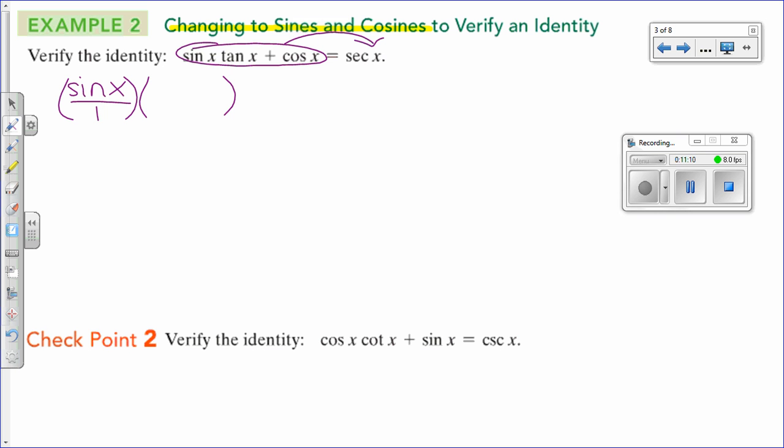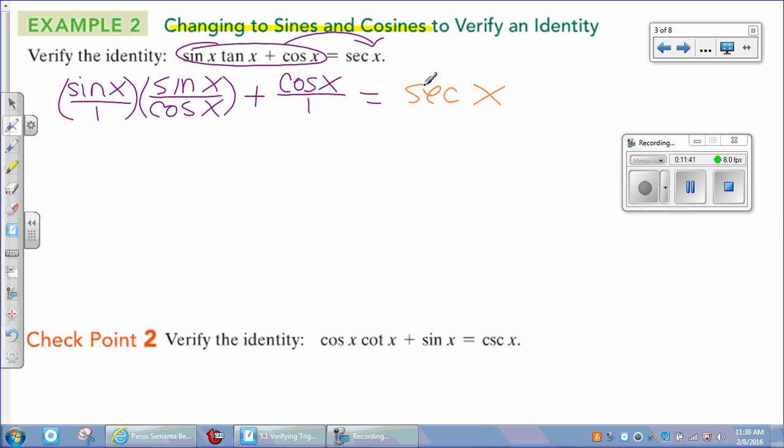But what would that be, Jesus? You can look at your notes. For tangent, quotient identity. Not the reciprocal, but the quotient. So it will be sine of x over cosine. Cosine. Okay. And so we're trying to see if it's true that it will be secant of x.